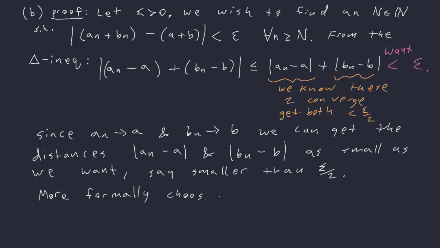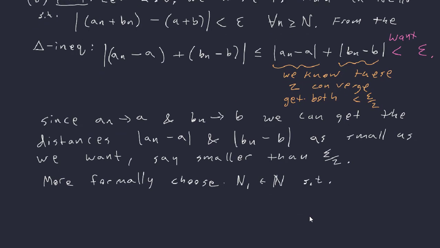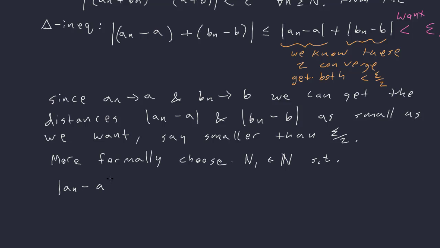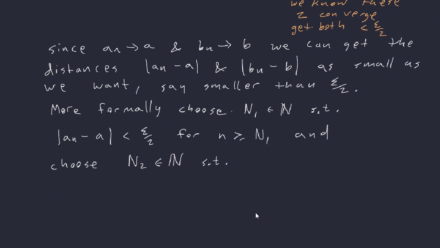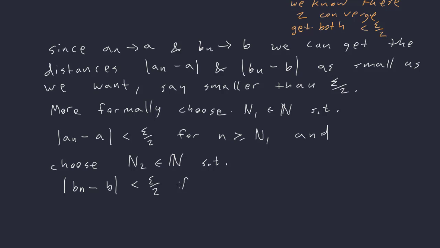choose n sub 1 in the naturals, such that the absolute value of a_n minus A is strictly less than epsilon over 2 for little n greater than or equal to n sub 1. And choose n2 in the naturals such that the absolute value of b_n minus B is strictly less than epsilon over 2 for little n greater than or equal to n sub 2.